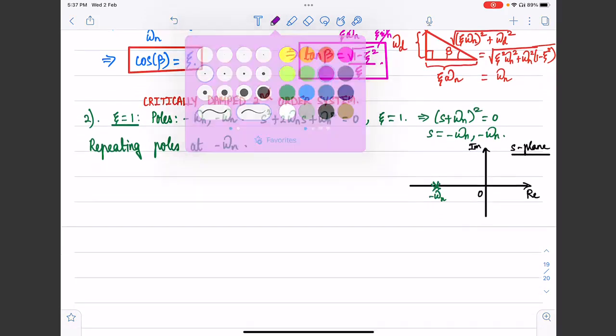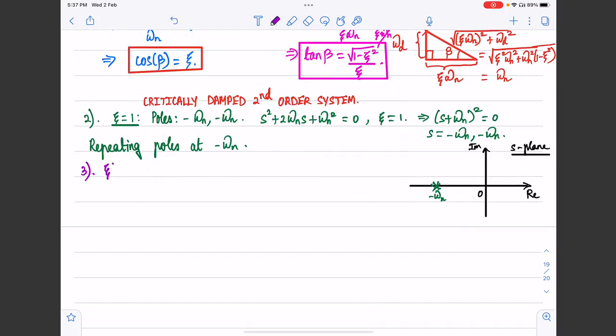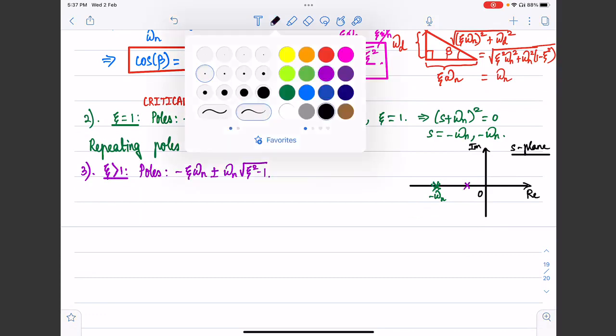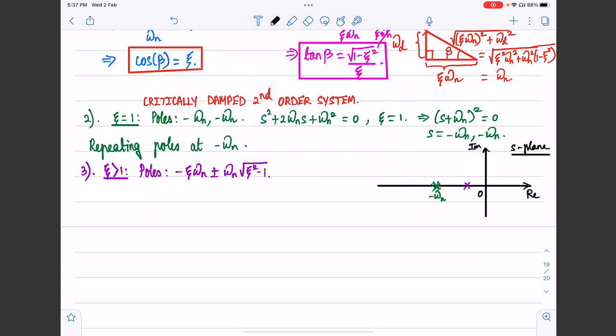Now going to the next case, when zeta is greater than 1. We have considered what happens when zeta is greater than 0 but less than 1. We have considered the case when zeta is exactly equal to 1. Now we consider the case when zeta is greater than 1. The poles are at minus zeta omega n plus or minus omega n times square root of zeta squared minus 1. Zeta squared minus 1 is now greater than 0, so these will be the two poles. We are going to have two poles on the negative real axis. So if I draw the two poles for this particular case, they will be somewhere here.